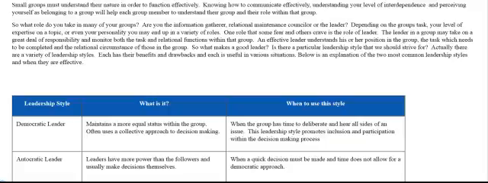Just depends. One role that some fear and others crave is the role of leader. The leader in a group may take on a great deal of responsibility. Let's refer back to the movie we watched. They could take on a great deal of responsibility and monitor both the task and relational functions within the group. So you don't have just one requirement, you have multiple requirements. And an effective leader understands his or her position in the group.